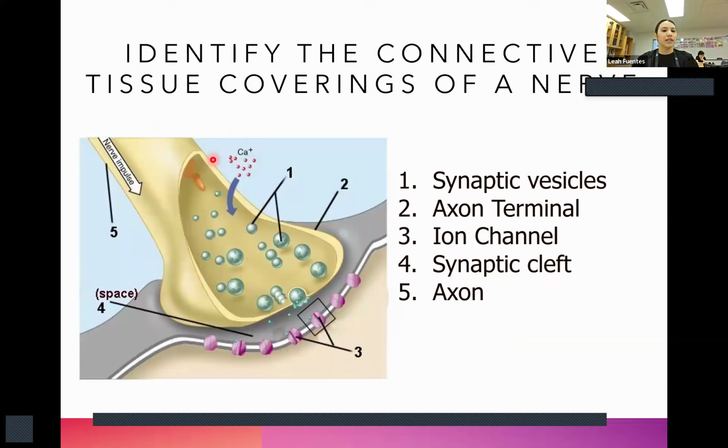Next, we have the connective tissue coverings of a nerve. So number 1, these are our synaptic vessels. Number 2 is our axon terminal. Number 3 down here is our ion channel. And then this space labeled number 4 is the synaptic cleft. And 5 is our axon. Again, there's a similar image in your worksheet. This is one of the images you'll have to identify on your exam.